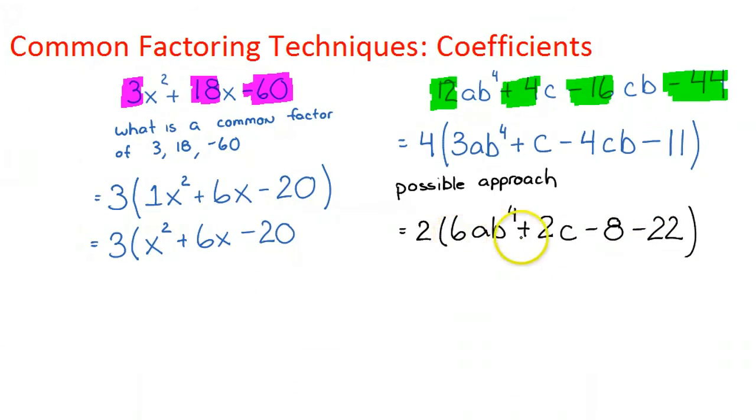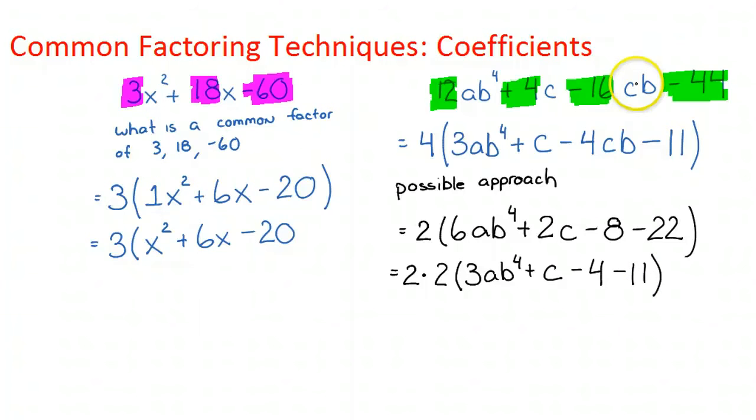And then you can say, well, is there another common factor here? And the answer is 2. So if we have this 2 already here, I'm going to write that 2. And then times, and now I'm going to factor out that other 2 I just noticed. So then I say 2 times what gives me 6? And the answer is 3. 2 times what gives me 2? And the answer is 1. 2 times what gives me negative 8? And the answer is negative 4. 2 times what gives me negative 22? And the answer is negative 11.